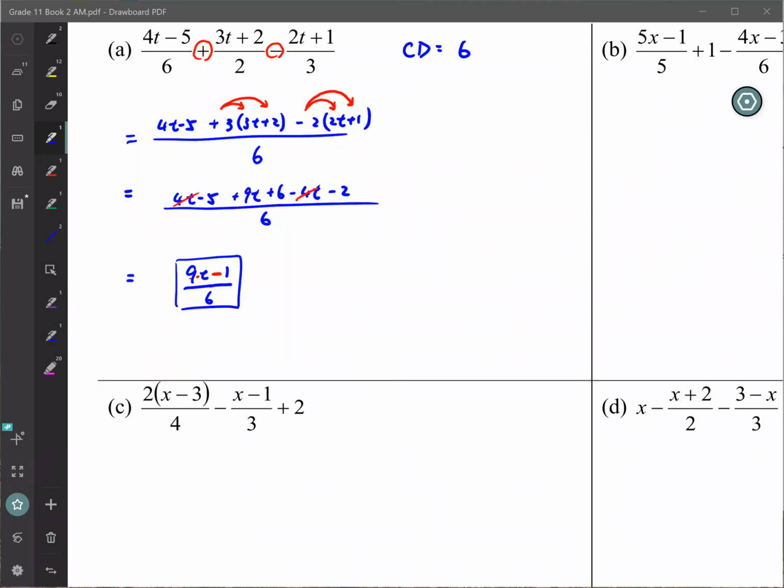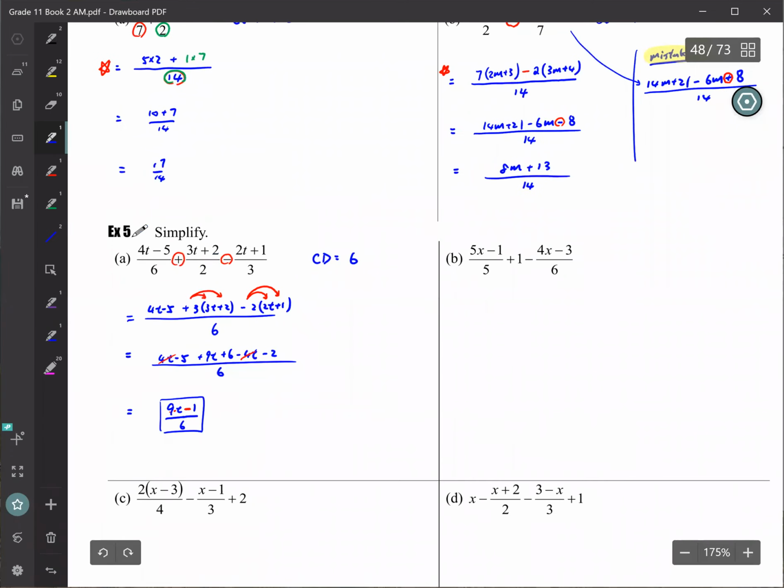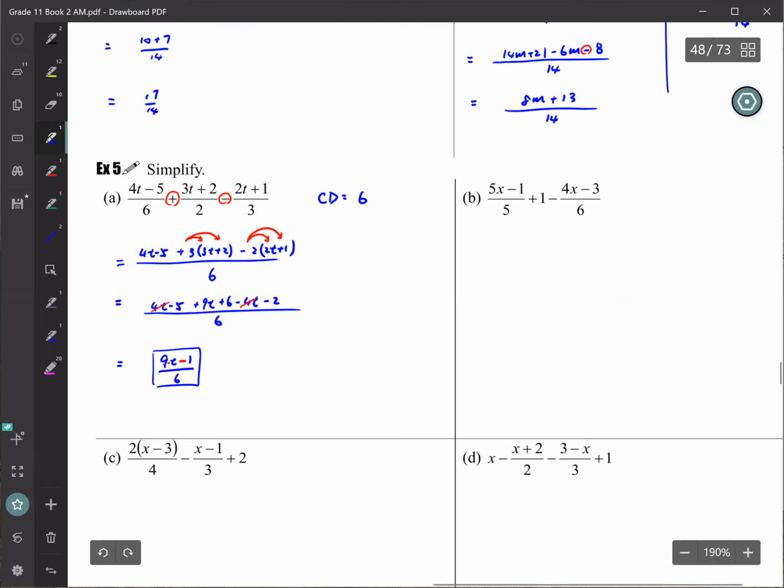Okay, so no question about question A, right? Everyone understand question A? Just watch out for the sign. That's the only thing I worry about. Otherwise, type 1 should be pretty easy. So I'll let you do B, C, D by yourself, and then we'll go over them when you all finish. You can raise your hand when you're done.